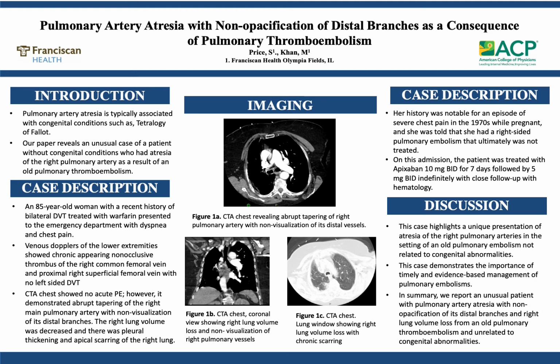Additionally, this case is important as it demonstrates how important it is to use evidence-based management in a timely manner to treat pulmonary embolisms. Otherwise, there can be long-term ramifications, as in this case where she had an infarct of the right lung resulting in right lung volume loss. So in summary, this is a report of an unusual patient with pulmonary artery atresia with non-opacification of its distal branches and right lung volume loss from an old pulmonary thromboembolism, unrelated to any congenital abnormalities.